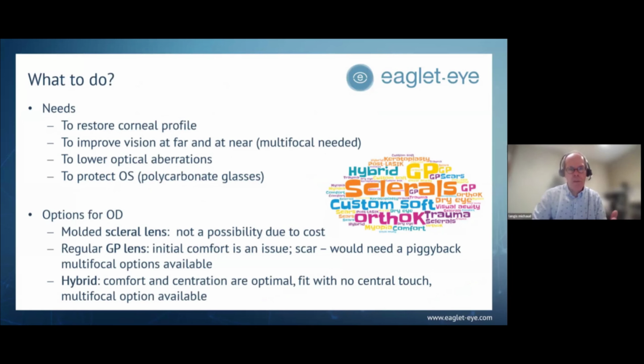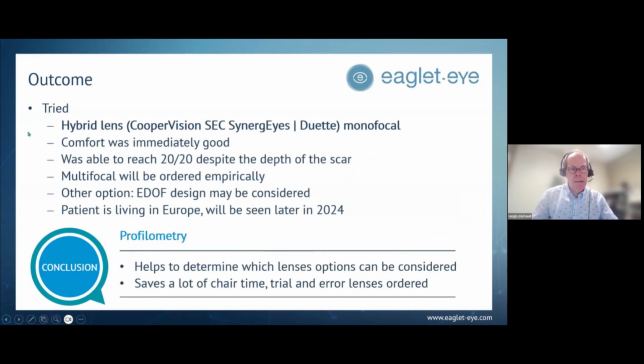Here we had to restore the corneal profile that is irregular. We have to improve vision if possible. We have to lower the optical aberrations coming from the irregularity. And we have also to protect the other eye with polycarbonate glasses when the kid will be exposed to some sort of challenging environment. The options for the right eye, I already mentioned the gas perm, hybrids or the molded lenses. In that case, we decided to go with the hybrid lenses because it's probably the easiest to manipulate. Piggyback, because of the scar.